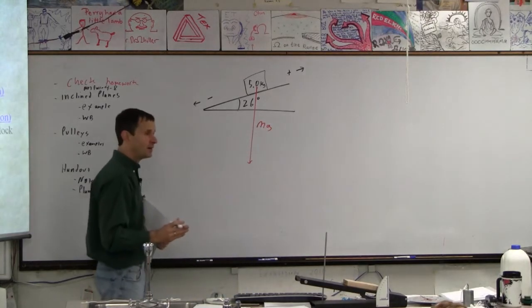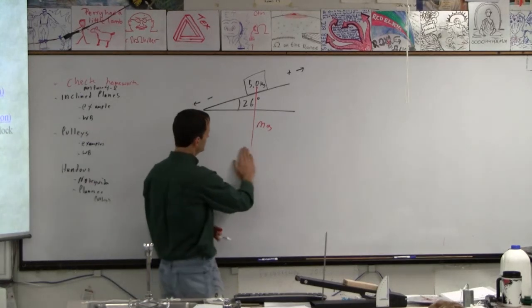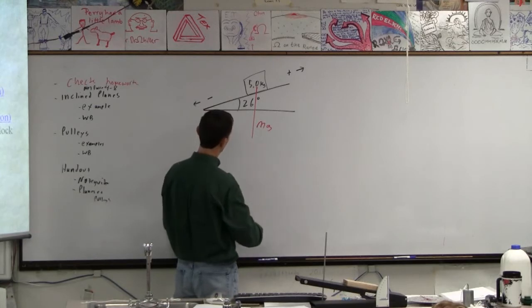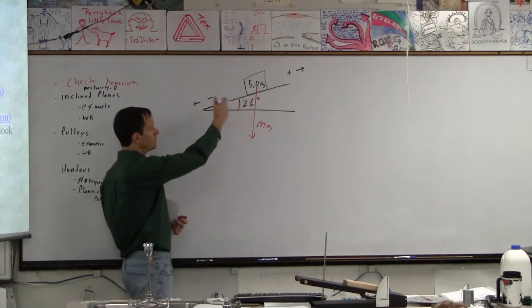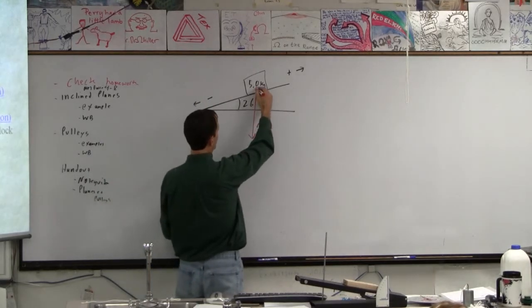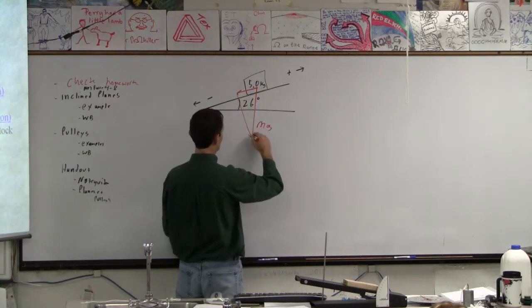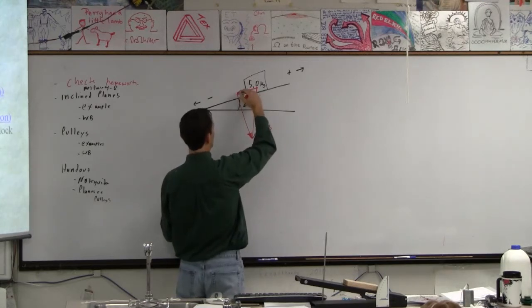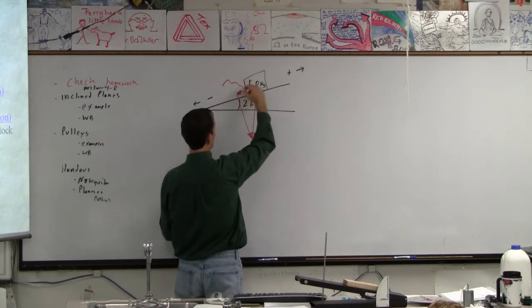Now here's the trick. This object is not going to move straight up and straight down. I'm going to make that arrow a little bit shorter like this. It's actually going to move along the plane. So what we do to solve this is we take this force and we make it into components, one parallel to the plane and one perpendicular to the plane. This one here I call the force parallel.